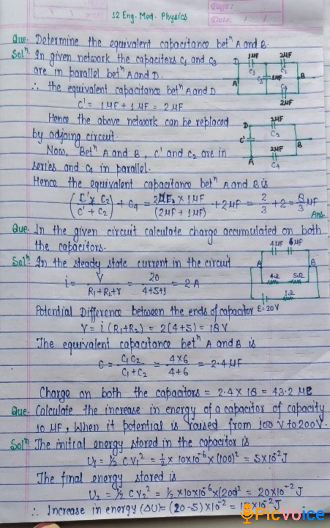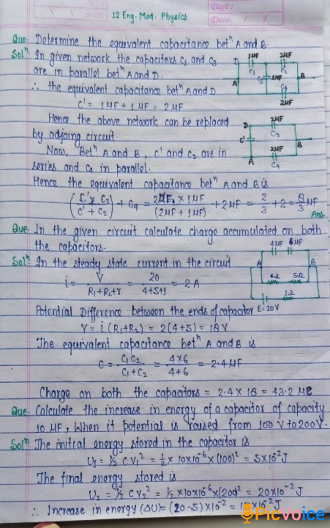Now the potential difference between the ends of the capacitor, V is equal to I R, that is I into R1 plus R2. Putting the values of I, R1 and R2, we get V is equal to 18 volt.